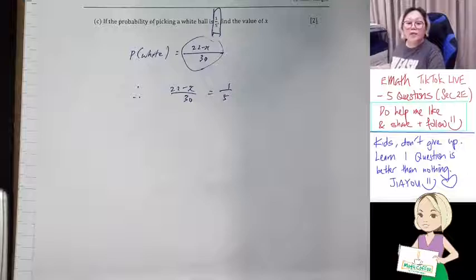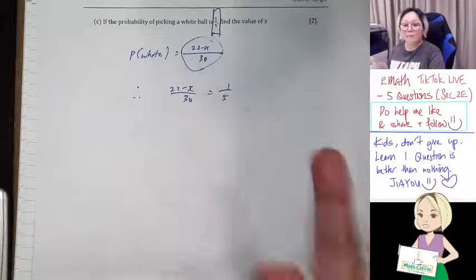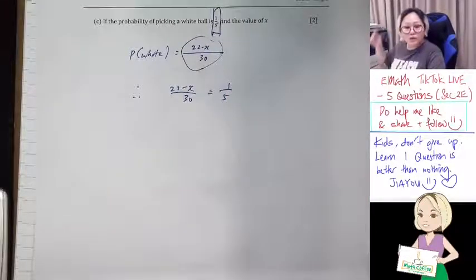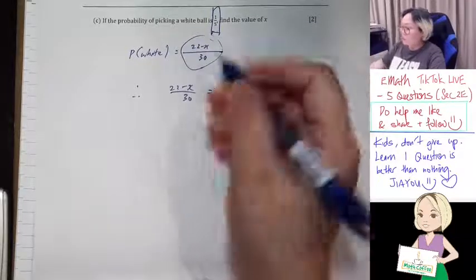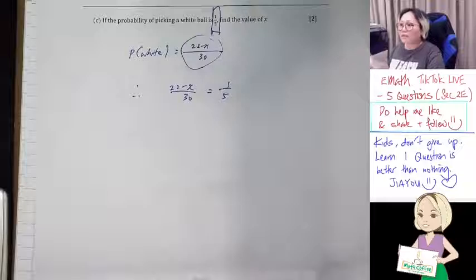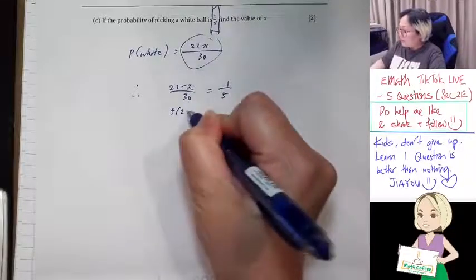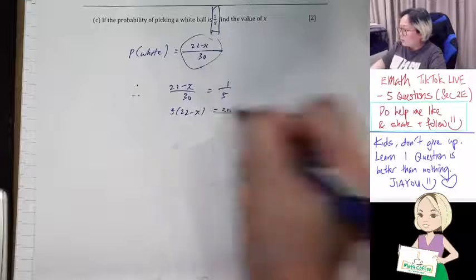Either you can change the denominator to 30, yes, you can do so, provided that you can do 5 times 6. But by right, the way of doing is you just cross multiply. I'm going to cross multiply because it's a linear equation and both sides are a single fraction, then I can cross multiply. So cross multiply, I have 5 times 22 minus x is equals to 30 times 1.